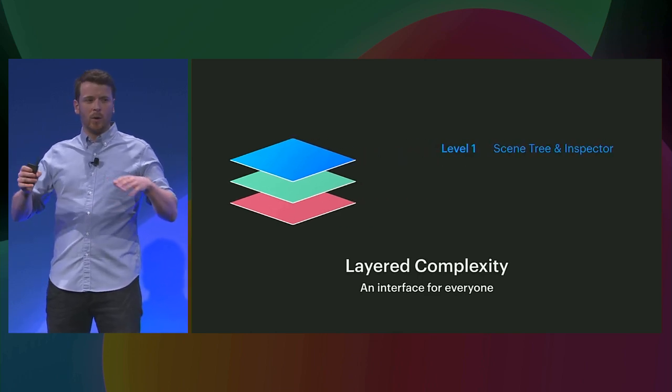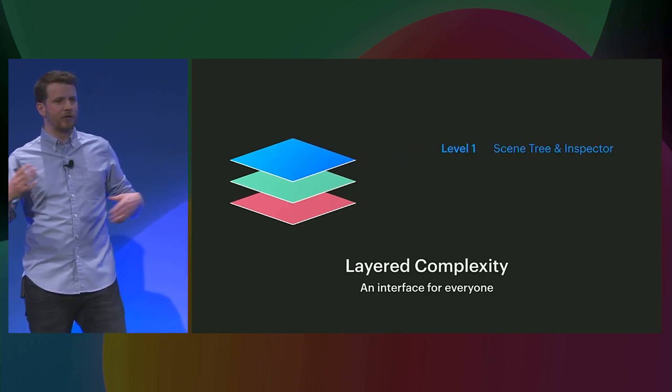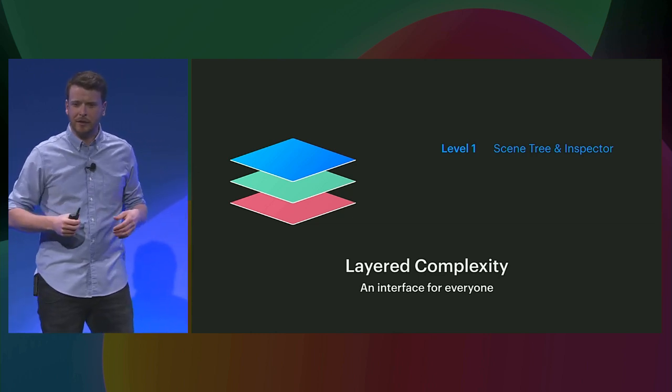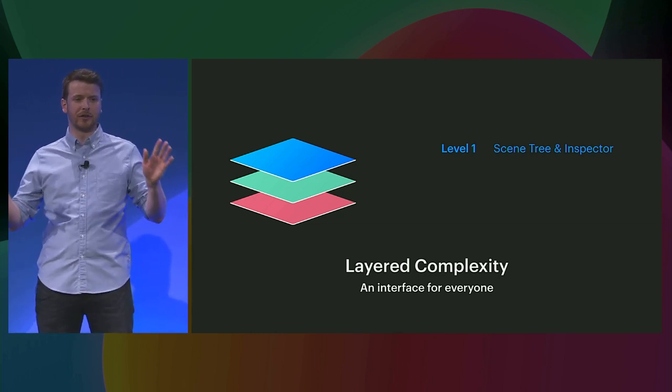So layer 1 is the scene tree and the inspector. This is your drag and drop. You can just go and grab some objects. You can add the face tracker. You can attach some things to it, and you're good to go.